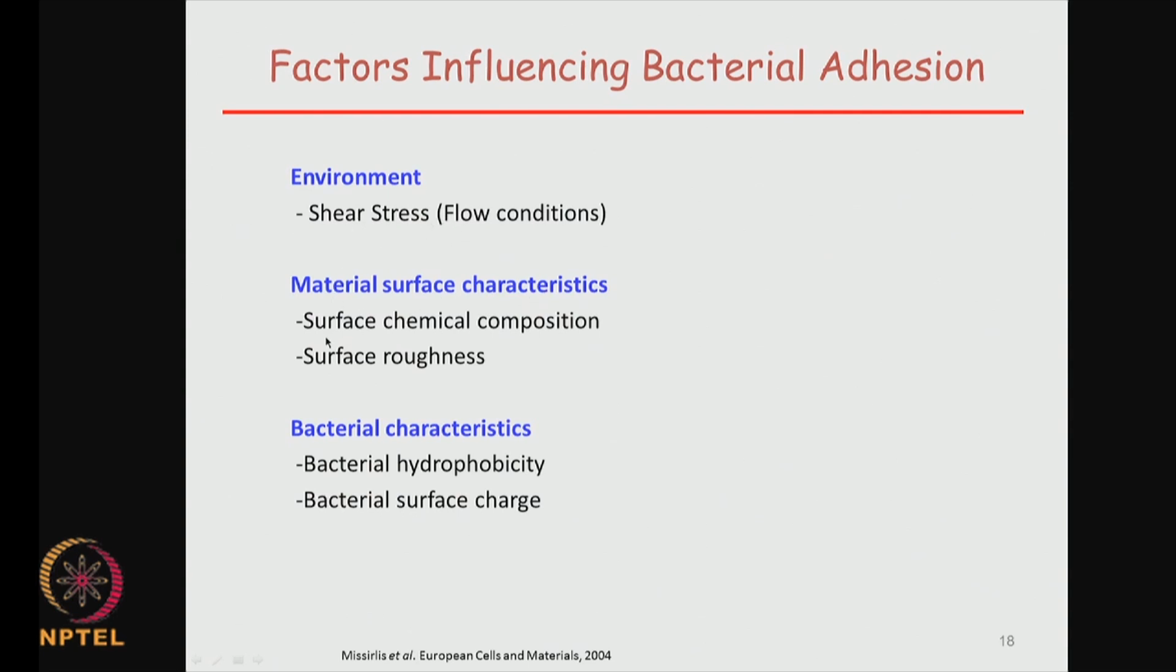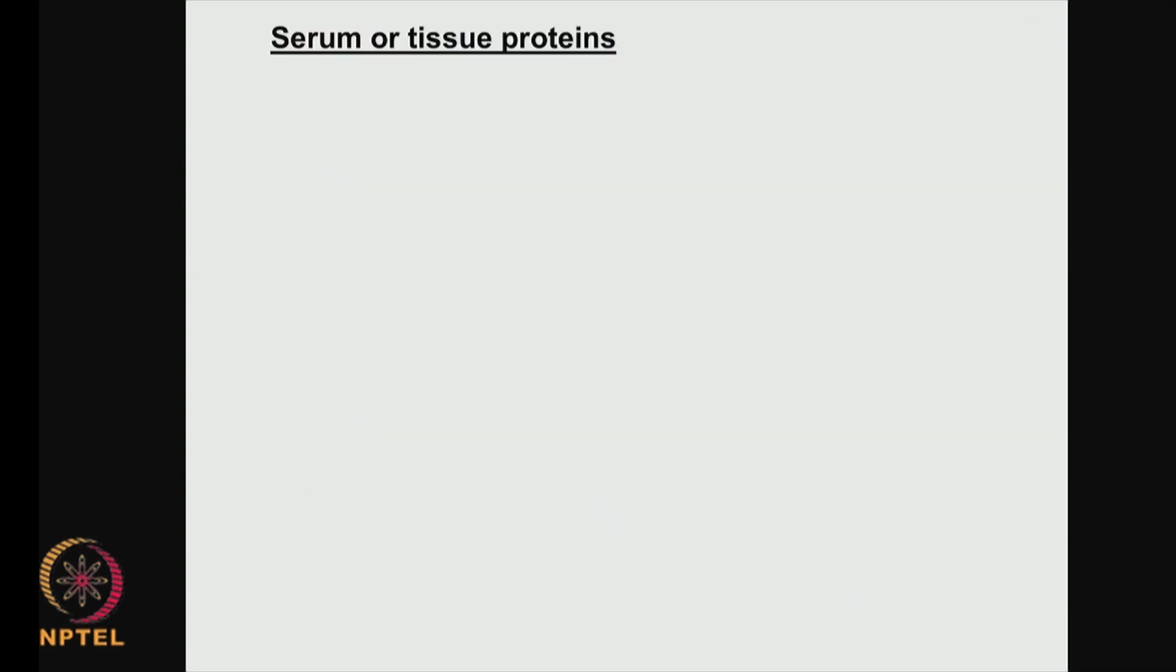Material surface characteristics, like surface chemical composition, surface roughness, hydrophilicity, hydrophobicity, and so on. Bacterial characteristics: bacterial hydrophobicity, hydrophilicity, bacterial surface charge. So, all these three factors affect biofilm and bacterial adhesion.